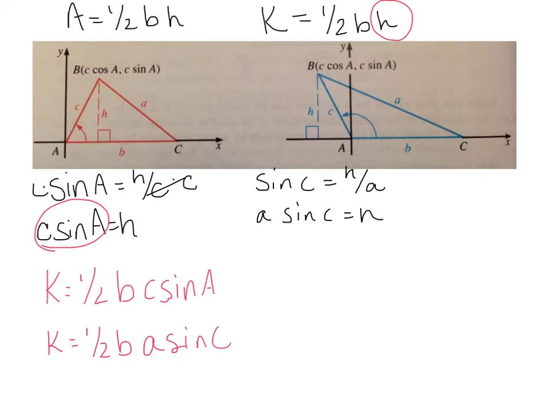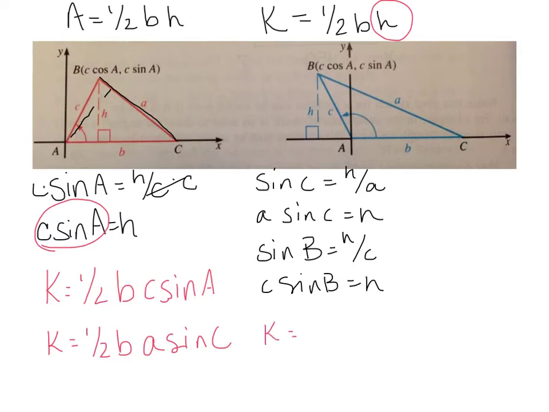In order to use angle B, I would actually have to rotate the triangle so that a is the base and that h went in this direction. And what I would find out is that the sine of B is h over c, which means that c sine of B is h, and when I rewrote my area, I would get K as 1/2 a c sine of B.